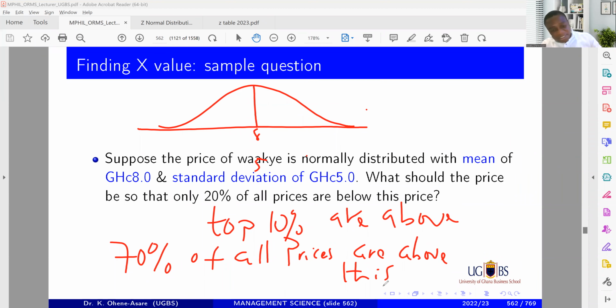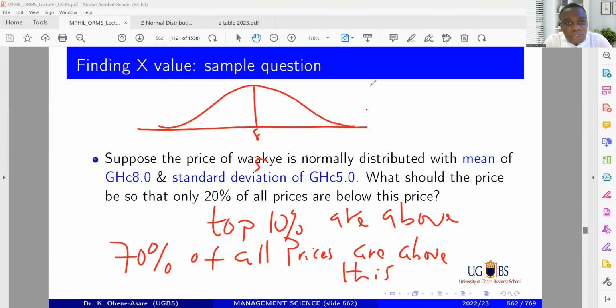All prices. So I think it would rather be you subtract 30 from 50%. And that will represent the percentage on the left-hand side of the curve. Then when you find the value for that side, you add it to 50%.